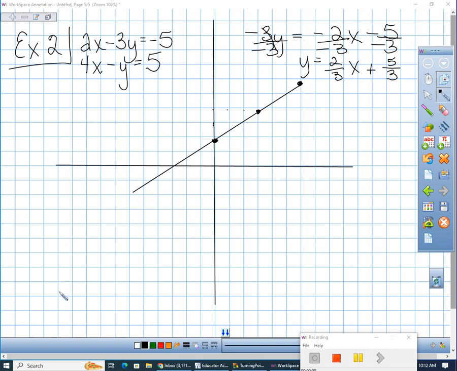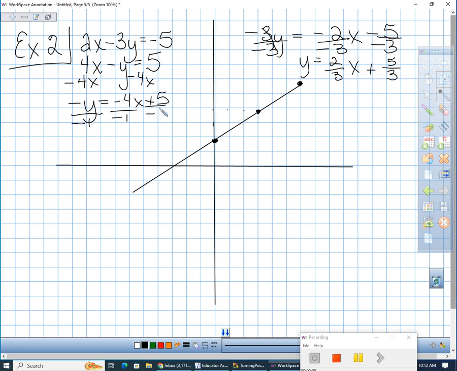All right, let's do the other one. The other one I need to get y by itself, so the first thing I do is what, Andrew? All right, so we're going to subtract 4x to the other side. So I have negative y equals negative 4x plus 5. Is y by itself yet? Okay, what do I have to do? All right, divide every single thing by negative 1. I get y equals a negative over a negative is a positive 4x minus 5.